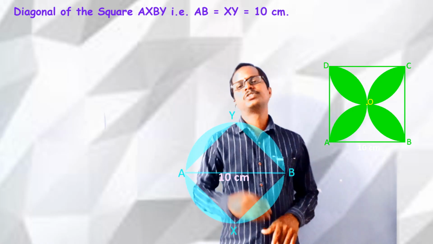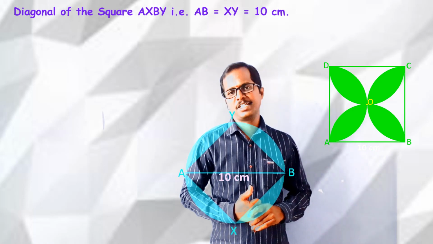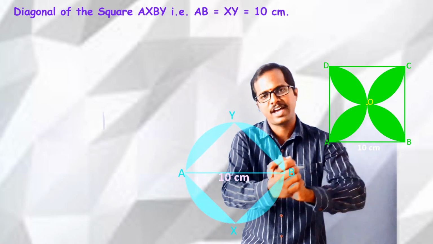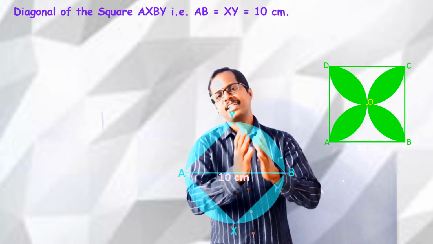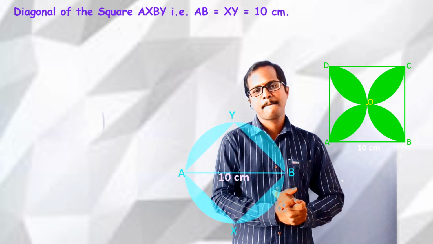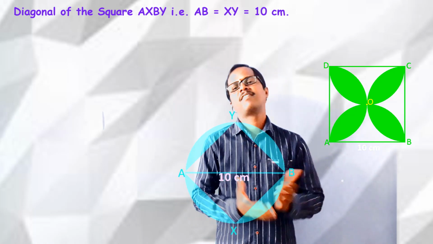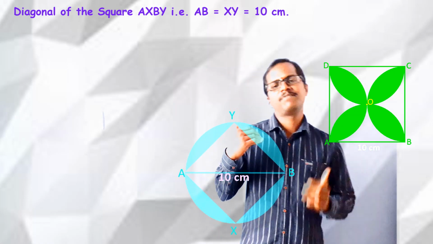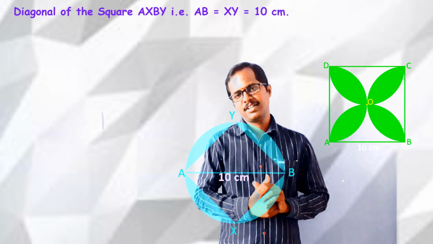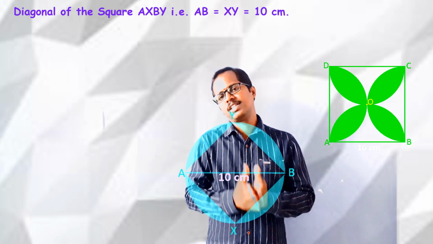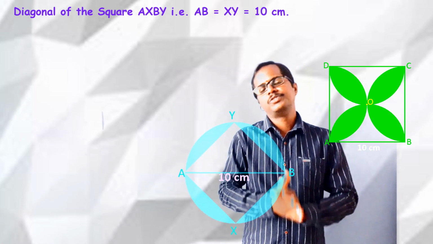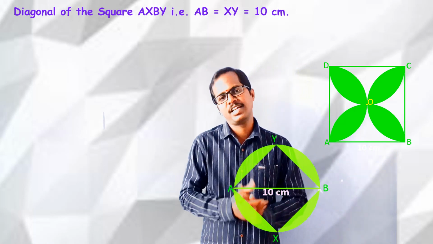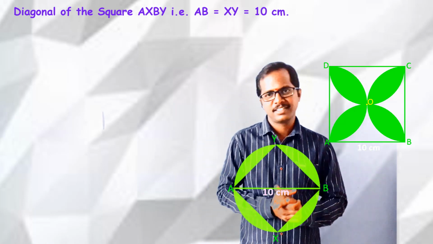AXBY whose diagonal is 10 centimeter. So what is the formula for finding the area of the square when we have its diagonal? Actually the area of the square is a square, but instead of a, here we have the length of the diagonal. So we have to use the formula for the area of the square using diagonal. Do you know the formula for area of the square when we know the diagonal?